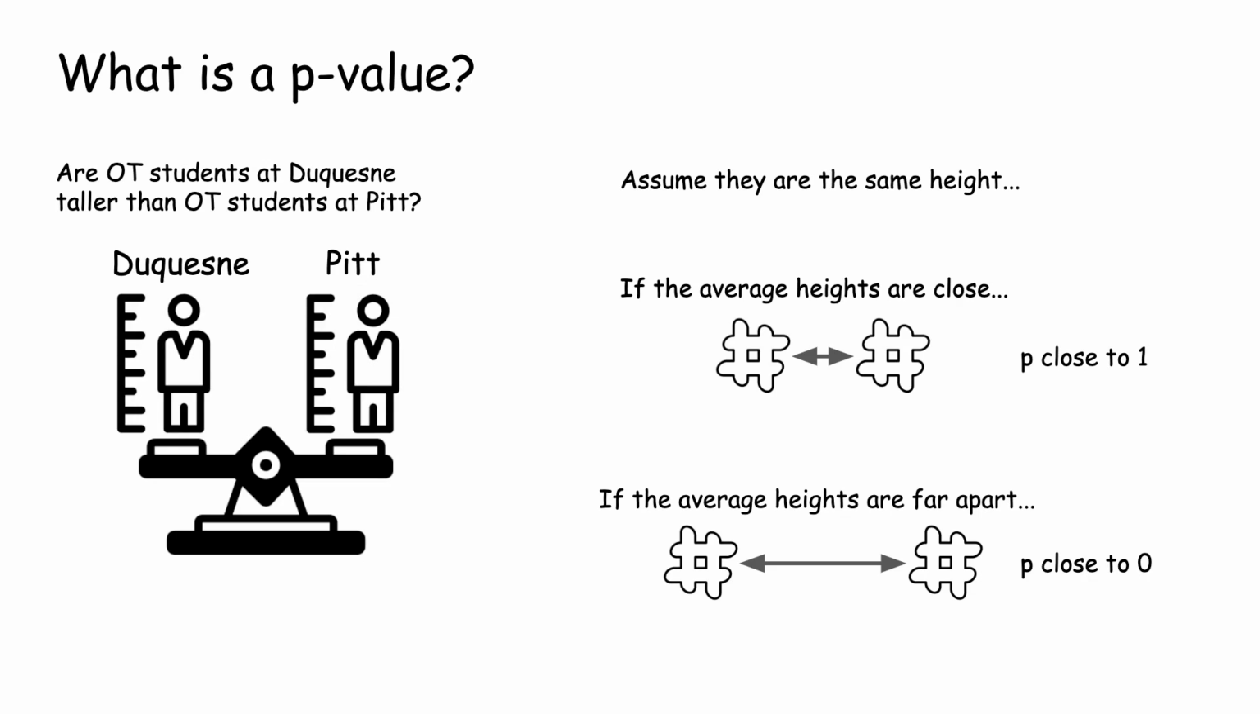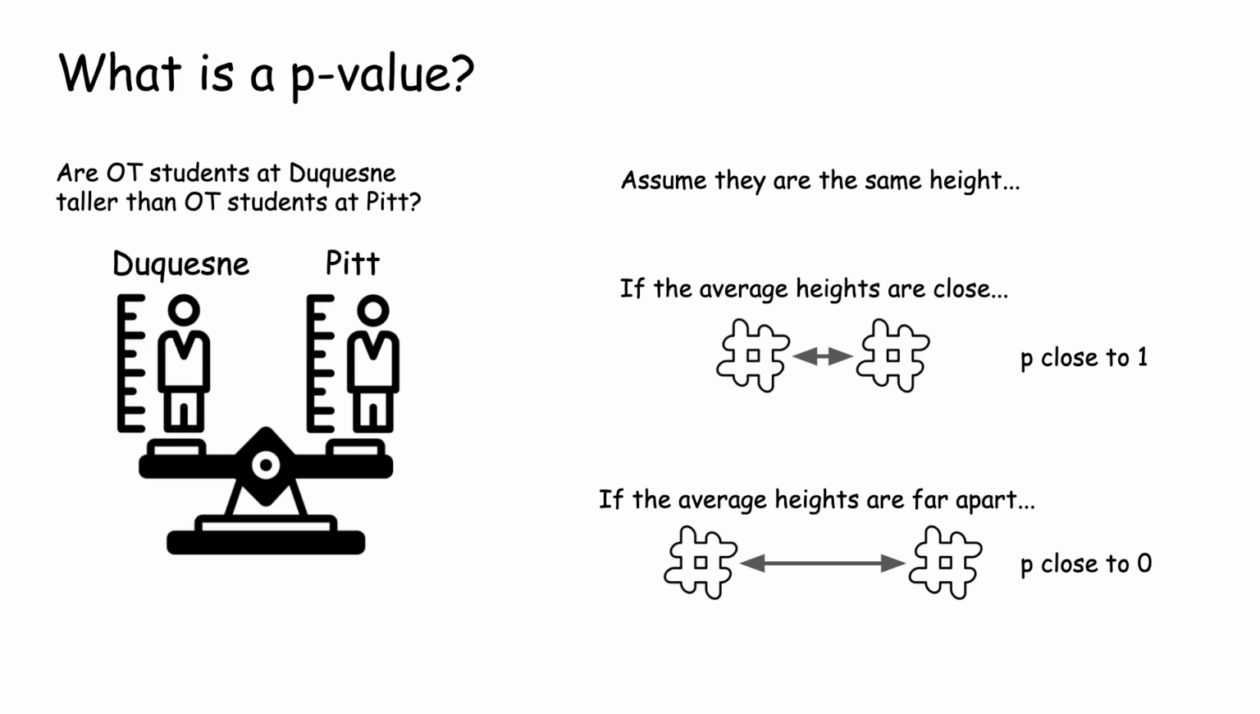For example, suppose we want to determine whether OT students at Duquesne are taller than OT students at the University of Pittsburgh. We can start by measuring some Duquesne students and some Pitt students and getting the average height of both samples. At this point, we have two numbers, the average heights of students at Duquesne and Pitt, calculated from a sample of all the students who ever have or will go to Duquesne or Pitt to study OT.